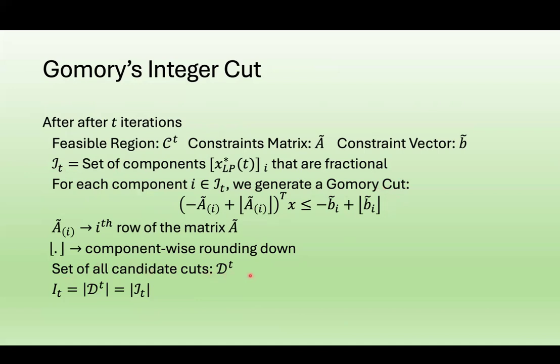And the set of all the candidate cuts, so basically the cuts obtained will all be the candidate cuts. And these candidate cuts will be stored in DT. So basically DT is nothing but the set of all candidate cuts. And IT basically indicates the cardinality of this set DT.